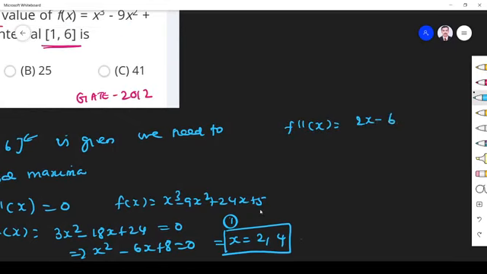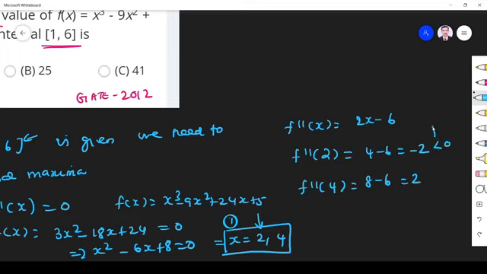If you want to find whether the maxima occurs at x is equal to 2 or x is equal to 4, or minima occurs at x is equal to 2 or x is equal to 4, we have to substitute this value here. So f double dash of 2 is giving 4 minus 6, that is minus 2. f double dash of 4 will give 2 into 4, 8, 8 minus 6, 2. Since it is less than 0, it gives maxima. Since it is greater than 0, it will give minima.